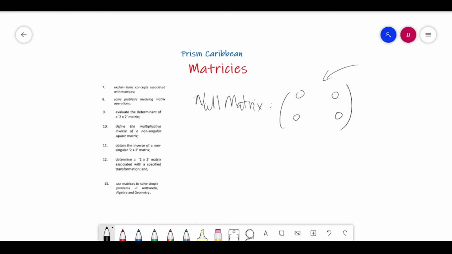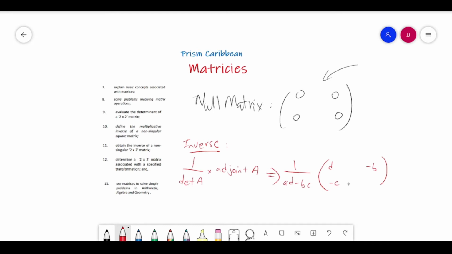And just to go over the inverse concept, right? The inverse is given as 1 over the determinant. So let's say the matrix is A, multiplied by the adjoint of A, right? In mathematical terms, this is basically 1 over AD minus BC, which I saw in textbooks, and so it's something important to learn. And the adjoint would be, in this case, D, minus B, minus C and A.